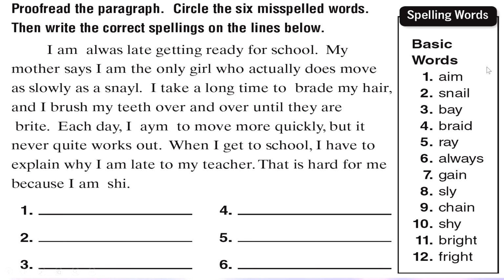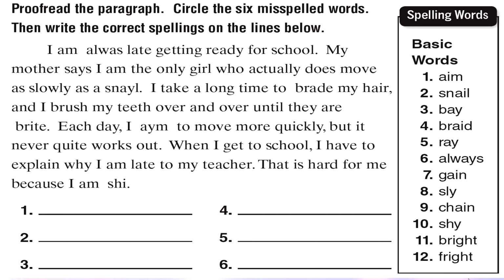Now let's read the words. Aim, snail, bay, braid, ray, always, gain, sly, chain, shy, bright, fright. Pause the video and practice reading the words, please.